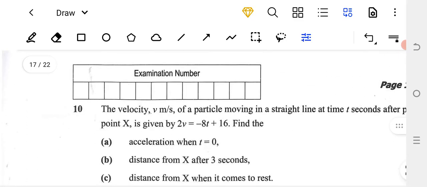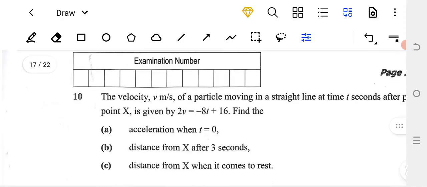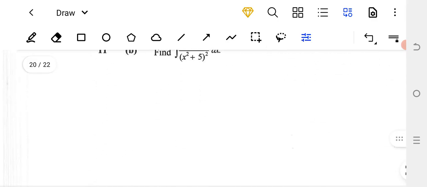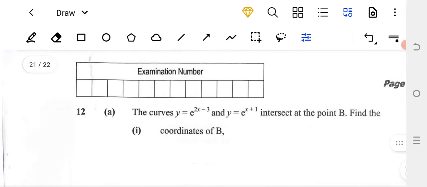Then we go to acceleration and velocity. That's the name of the topic, which is question 10. So there's question 10, there's question 11 left, which is right here. Then there is question 12 right here.